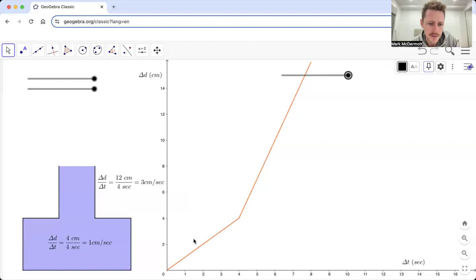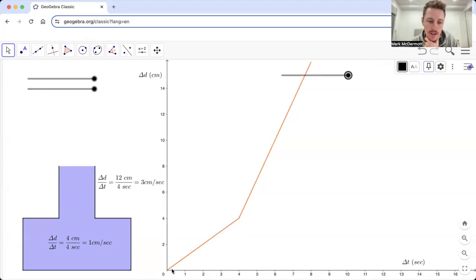So what we have in this situation is we're essentially talking about gradient. The gradient is more shallow between 0 and 4, and it's larger between 4 and 8. So the rate of change is increasing, but it's increasing in a disjointed way, unlike in other examples where we have a smooth increase in the rate of change. Here we've got a disjointed increase in the rate of change.